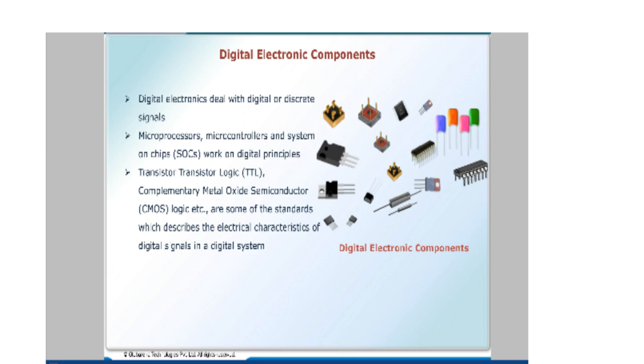These digital electronic components are used in digital systems, and they have different electrical characteristics. Characteristics mean power consumption, power dissipation, what power we require, what voltage we require, what current we require. These are the specified characteristics of digital electronic components. By using them, we can develop microprocessor and microcontroller systems, and also SOC, system on chips, which are used in computer systems.